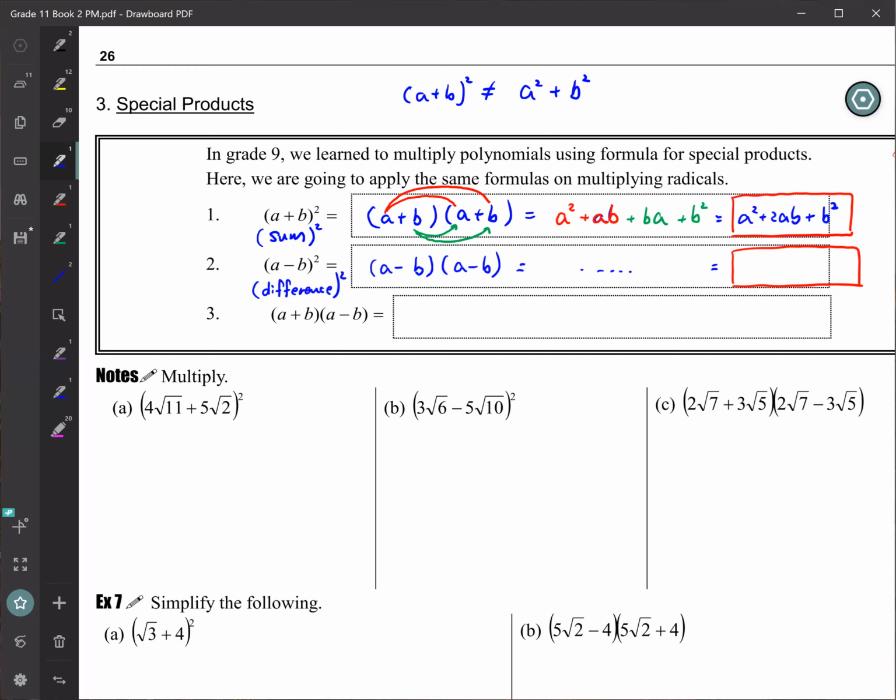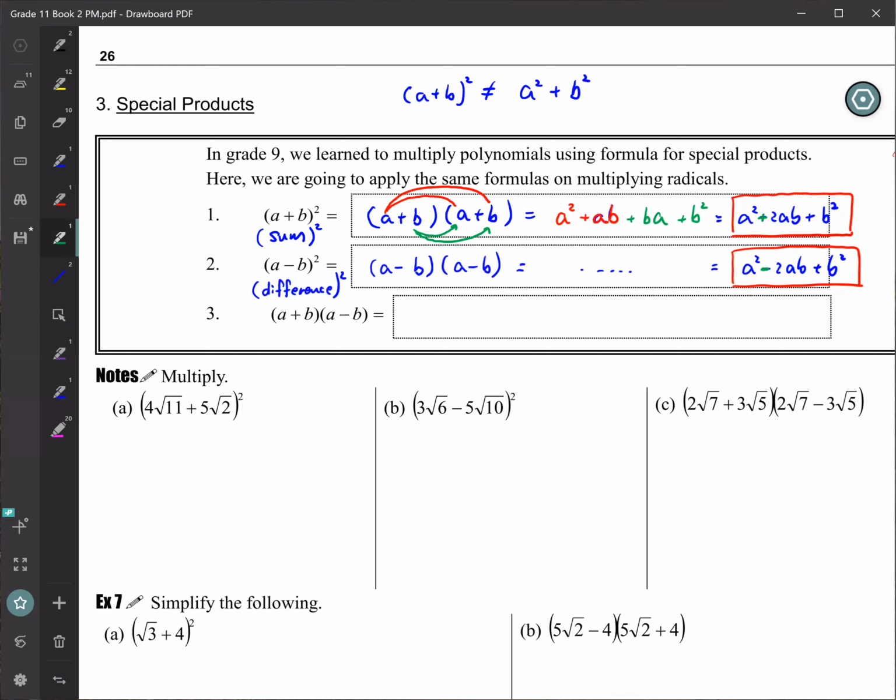Amanda, what's your answer? A squared minus 2ab plus b squared. That's right. If it's adding, everything's adding at the end. Remember if it's subtracting squared, then only the first sign is minus. Minus 2ab instead of plus. So only this one is minus. Compare those two.